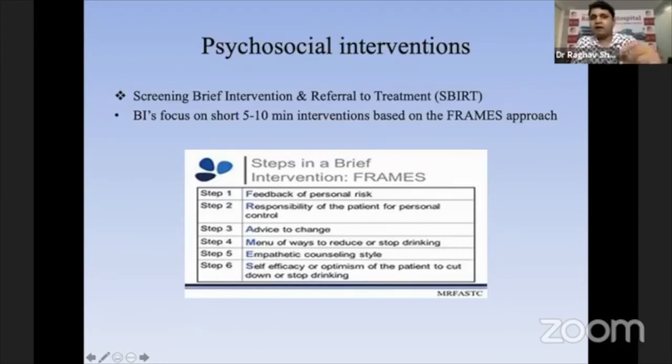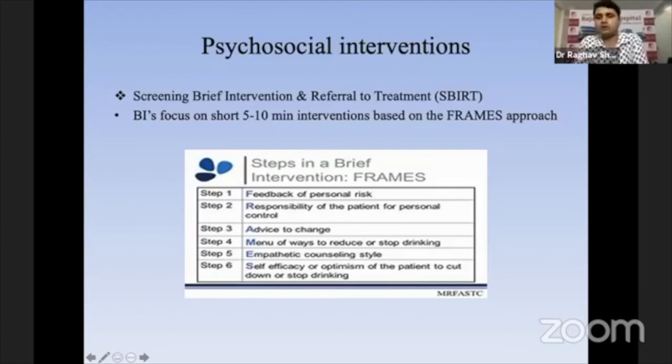this acronym, where a short interview is done and feedback of the personal risk is given to the patient, like you are doing a lot of gambling, you will lose a lot of money, you will run into problems, and your chances of increasing are high. So this is an example of a risk. And responsibility of the patient for personal control. A simple question could be, how do you think you can change this behavior? With whom lies the responsibility? And a clear advice to change.